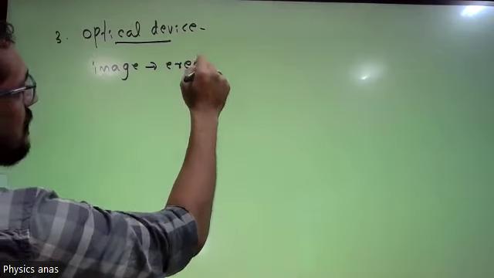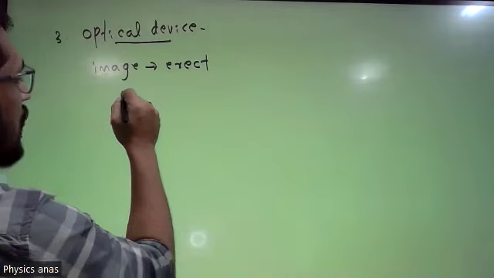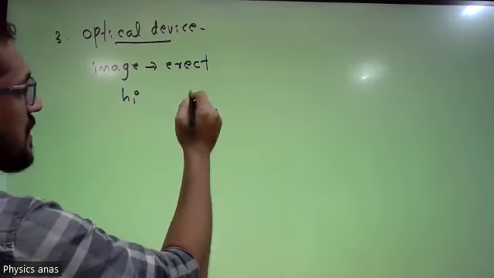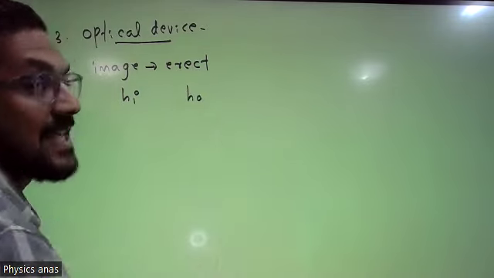What is the image? Erect. It forms an erect image. That is the data given. If the size of the image, or height of the image, is 1/2 that of the object, what is the optical device? Size of image is HI and size of object is HO.